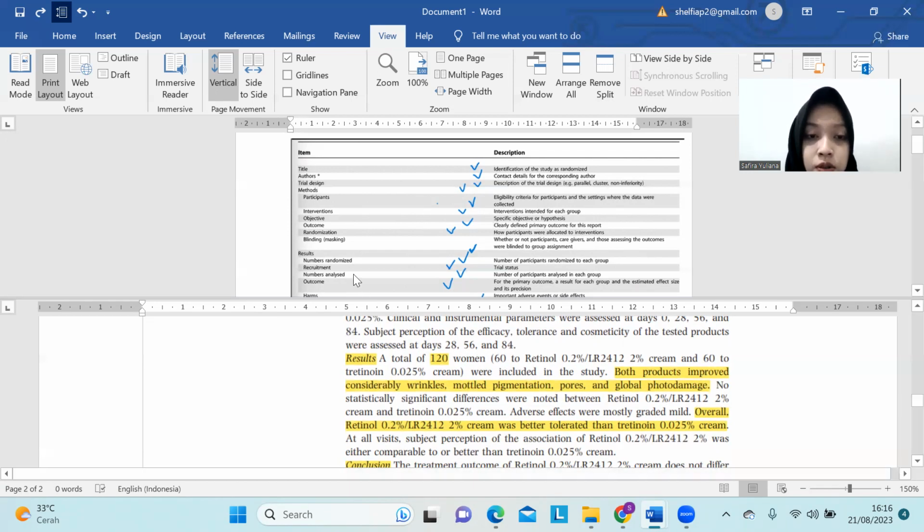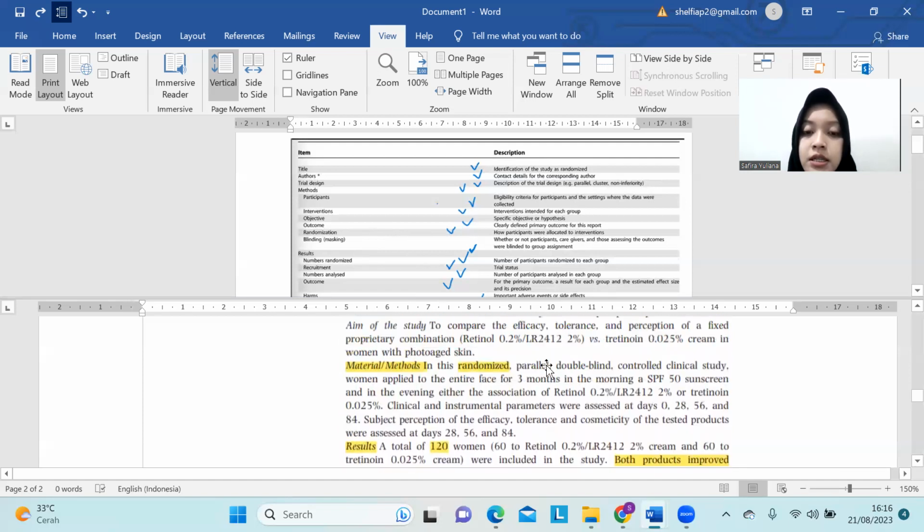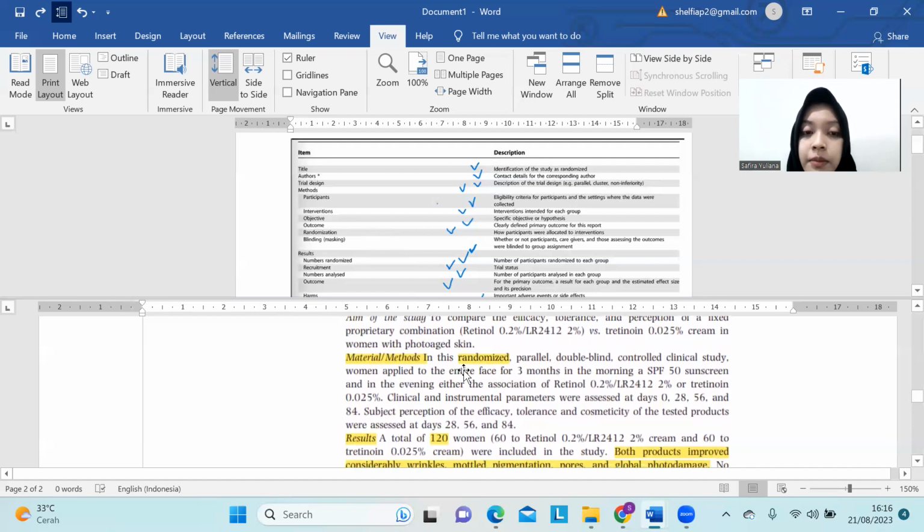And next we are going to the randomization: how participants were allocated to interventions. And this is the material in the methods: a randomized, parallel, double-blind controlled clinical study. Women applied to the entire face for 3 months, in the morning an SPF 50 sunscreen, and in the evening either the association of retinol or tretinoin.